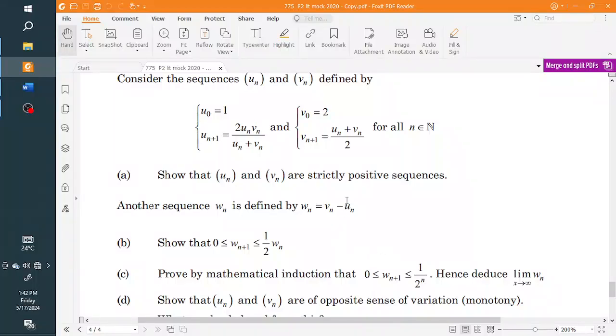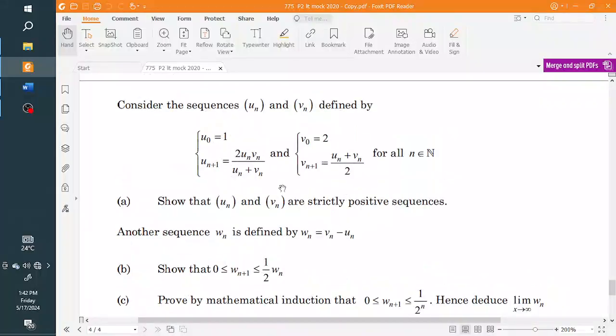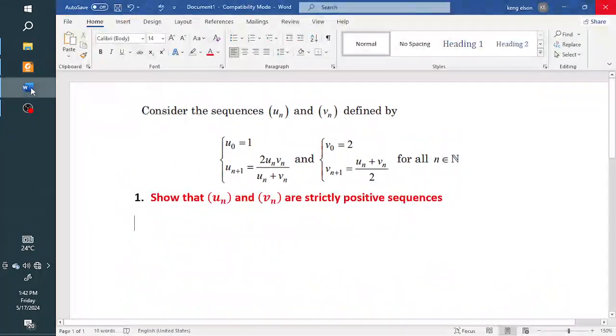Alright, so let's get started with the first part of the equation. You have been told to consider two sequences un and vn defined by u0 is 1, un plus 1 is 2 un vn on un plus vn, v0 is 2, vn plus 1 is un plus vn on 2. Now show that un and vn are strictly positive sequences.